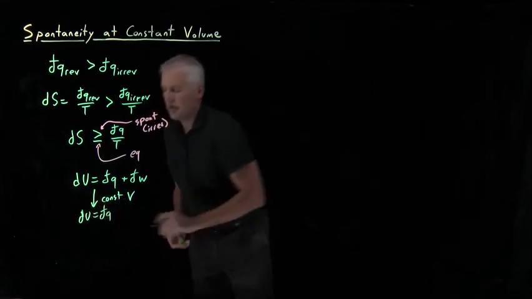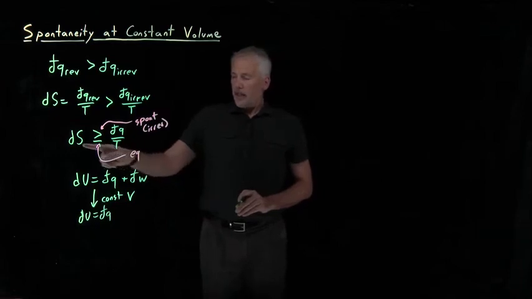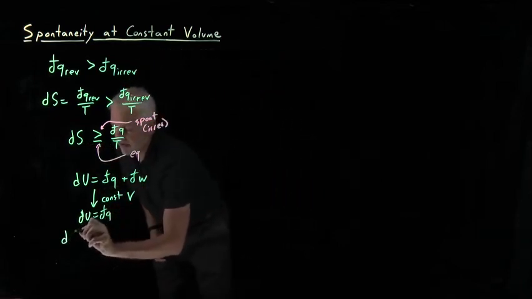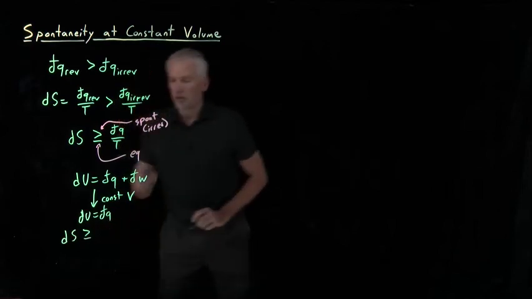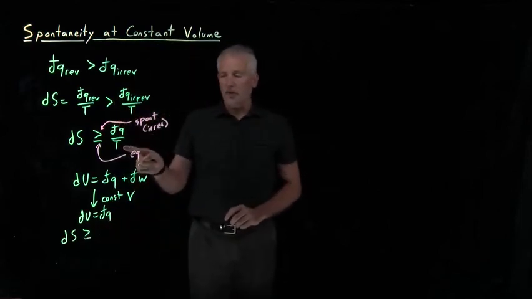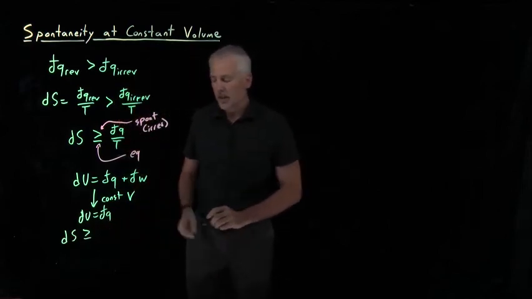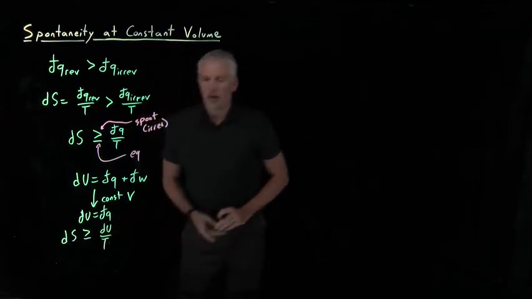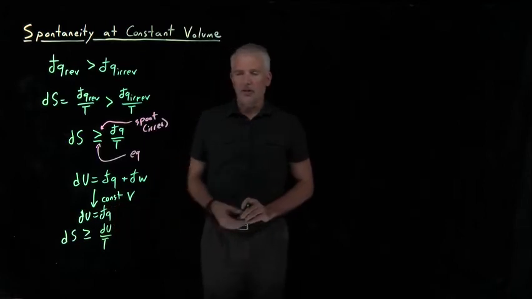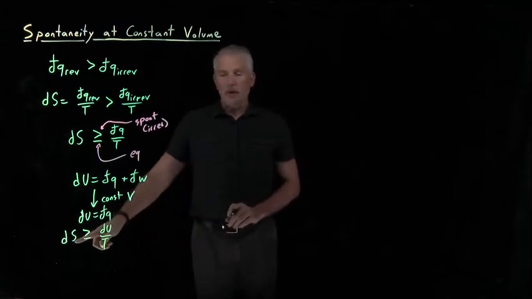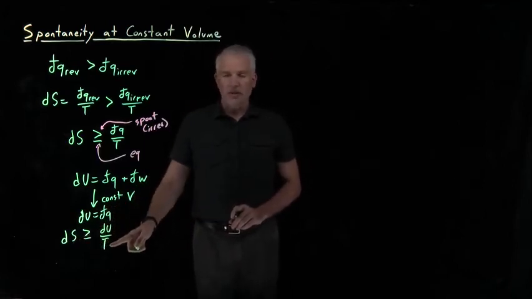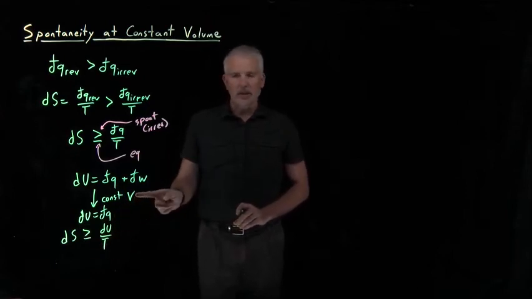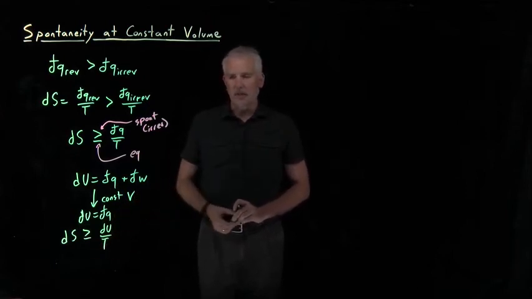So then I can rewrite this expression, dS greater than or equal to dQ over T. If we're at constant volume and dQ is the same thing as dU, dS will be greater than or equal to dU over T. And now I've got this expression written purely in terms of state variables. Entropy, internal energy, temperature are all state variables. The price I've had to pay is I'm restricting our attention now only to processes at constant volume.